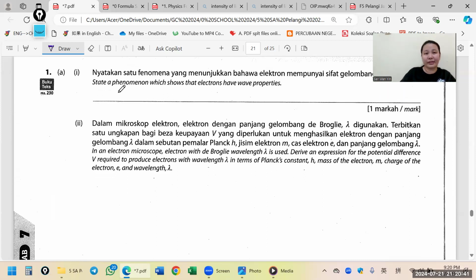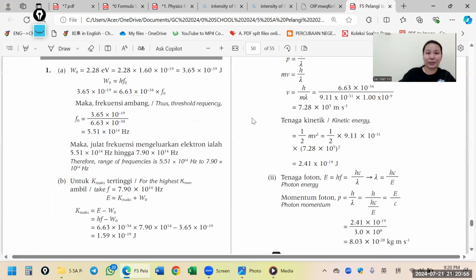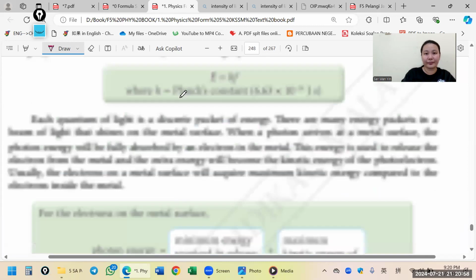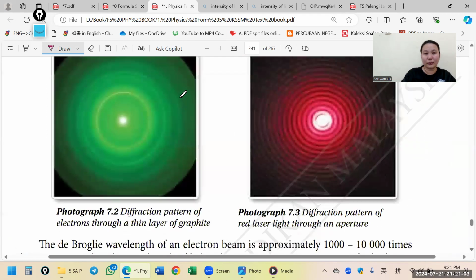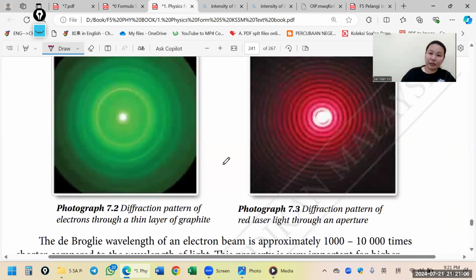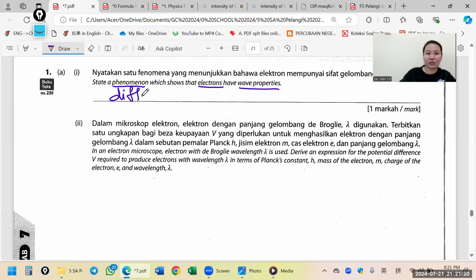Can you please tell what phenomenon can show electrons have wave properties? From your textbook, actually. Okay, it can be diffraction, can be interference. This is the diffraction pattern of an electron, and this is the diffraction pattern of a red laser. So we say diffraction.